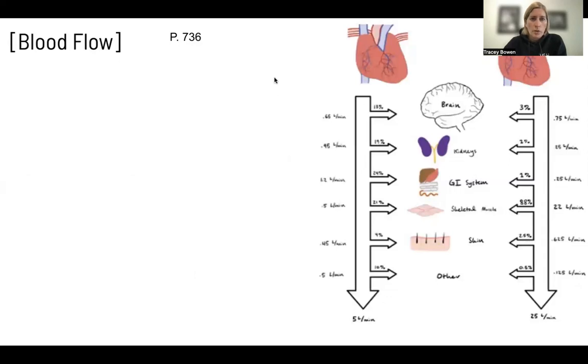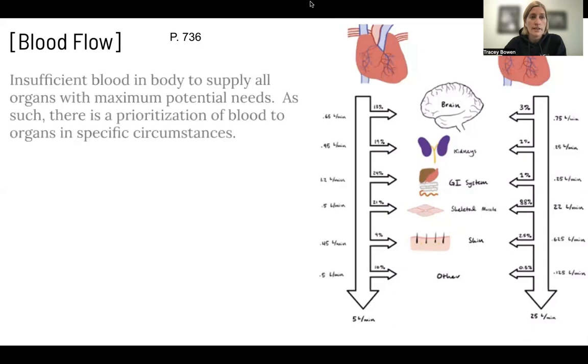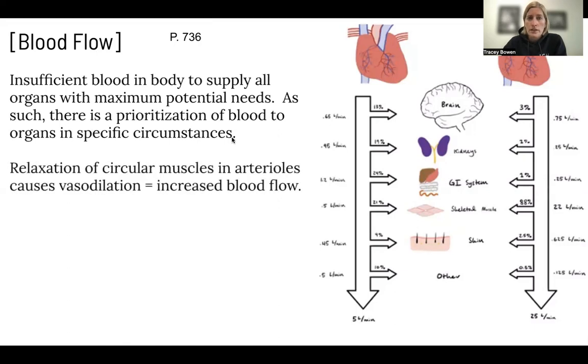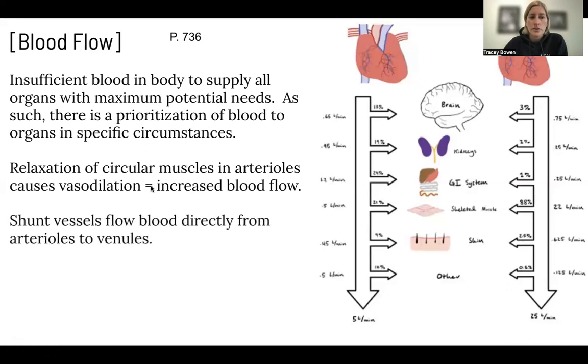So just one quick note, kind of not related to kidneys, but yes, related to homeostasis, is that your body cannot produce enough blood. It doesn't have enough blood in your body to provide all of your organs with maximal potential needs for blood. So as a result, there's a prioritization of how much blood is going to which organs in specific circumstances. And this is achieved by the contraction or relaxation of arterioles, which are small arteries. Relaxation of circular muscles in these arterioles is going to cause vasodilation, meaning the tube gets bigger, and that's going to increase blood flow to an area or an organ location. And the opposite of vasodilation would be vasoconstriction.